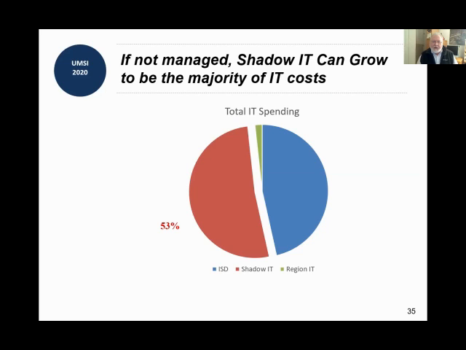A rather interesting application was written to determine this by taking a look at all the financial transactions and looking for keywords that indicated that it was most likely an IT-related expense, and therefore it allowed us to come up with this regional IT figure in the green and the headquarter figure in the blue, and then the shadow IT, which we didn't manage, was in the red.